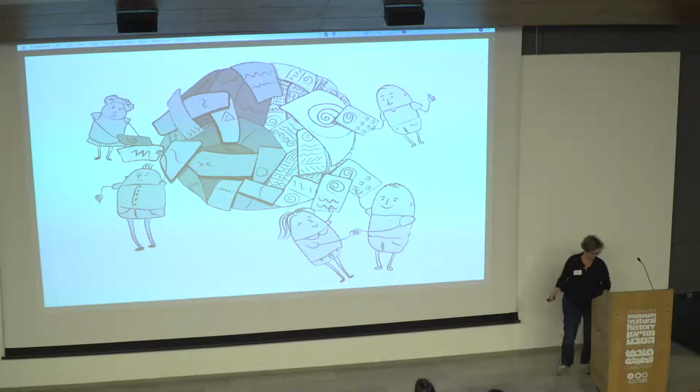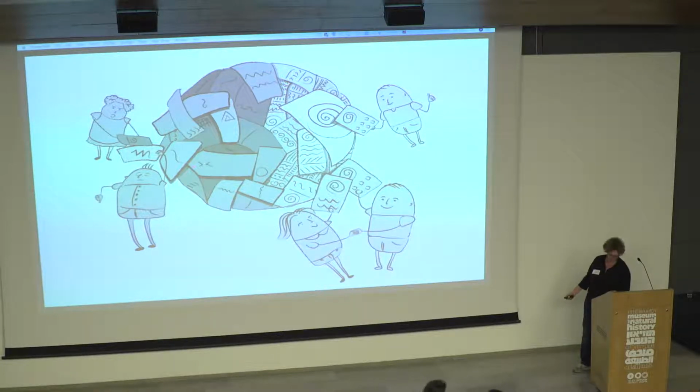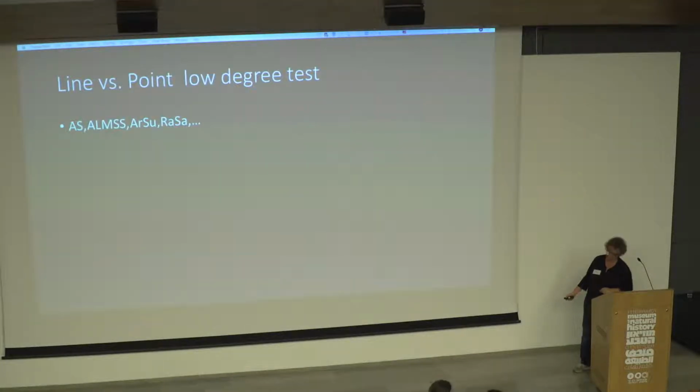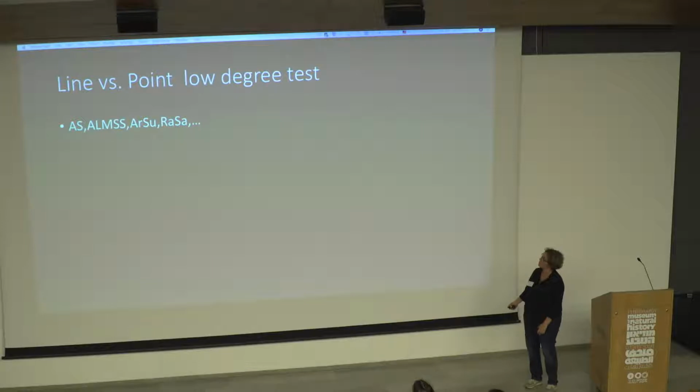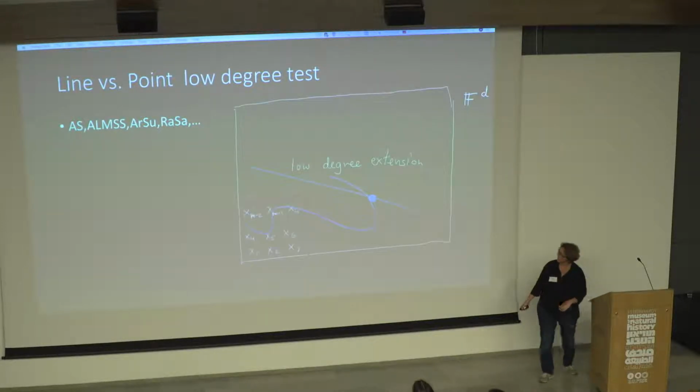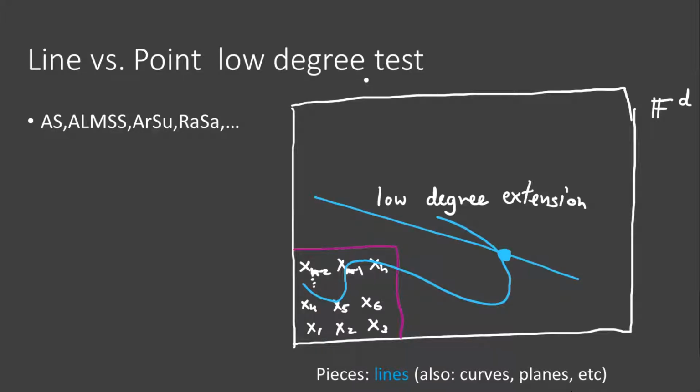So let me give you some examples of these objects that exist in the PCPs we know. Okay, so first is the low degree test, say the line versus point low degree test, or many different variants. So what is the situation? We have some vector space F^d, and we have the variables, remember x1, x2, x3, x4, x5, x6, all the way up to xn.